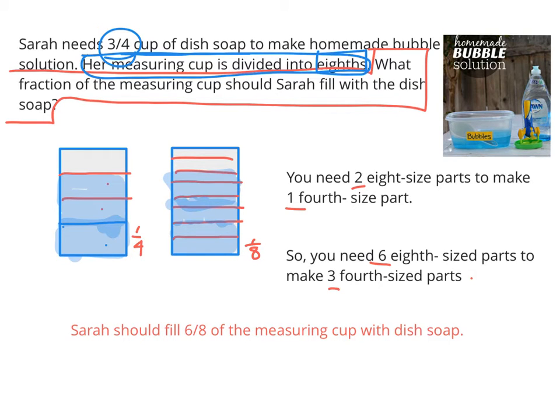Okay, so remember there are 2 8-size parts in each 4th-size part. So 3 times 2 equals 6, right? If we're talking about the numerator, 3 times 2 would make that 6.